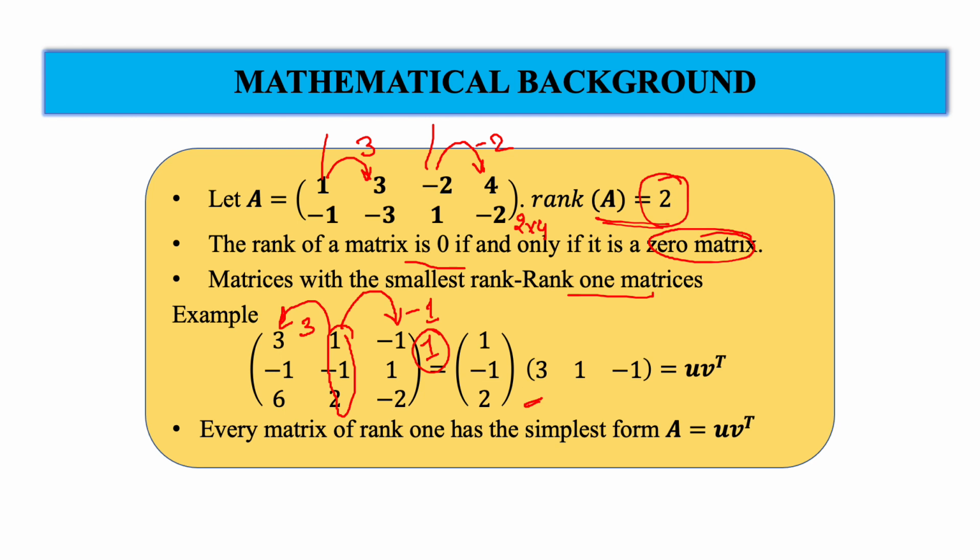Now this matrix can be written in this form. If we consider this matrix as U and this matrix as V, you can write U into V transpose. So every rank 1 matrix can be written in the form A equals U V transpose.